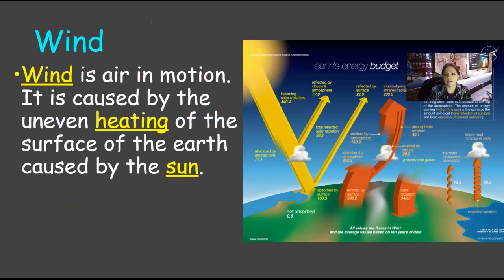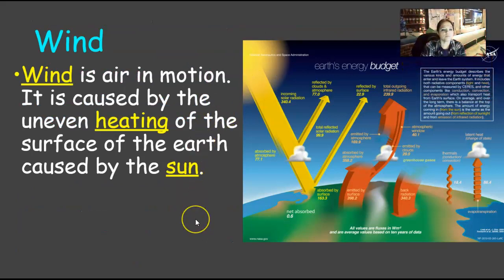All right, let's go back to the notes. Wind is air in motion, moving air. And it's caused by uneven heating of the earth from the sun. So you can see right here in my nice little picture that the sun goes down, it gets reflected a little bit, and it hits the ground and is absorbed by the surface, and then you see it's absorbed by clouds, it's reflected. A bunch of different things are happening.